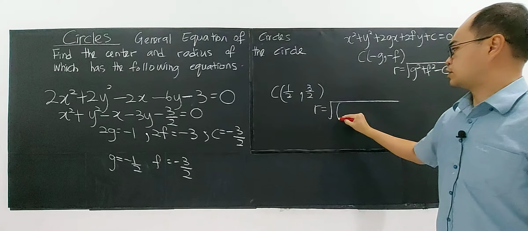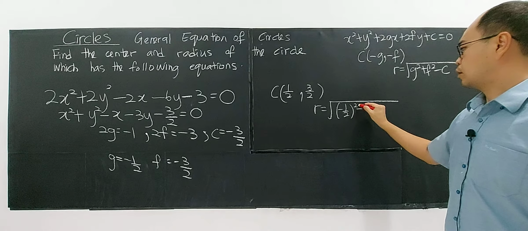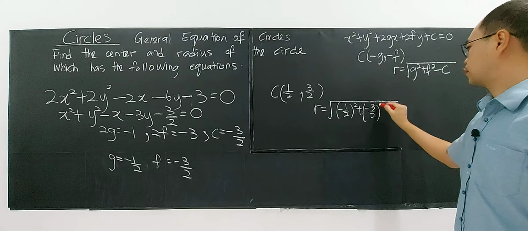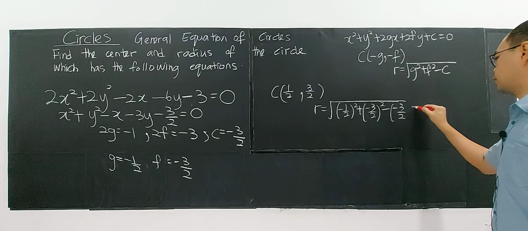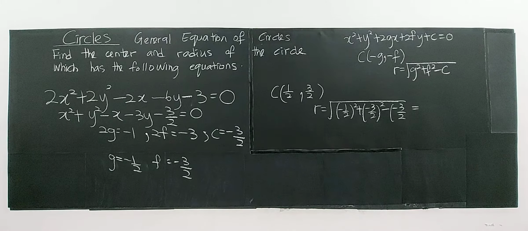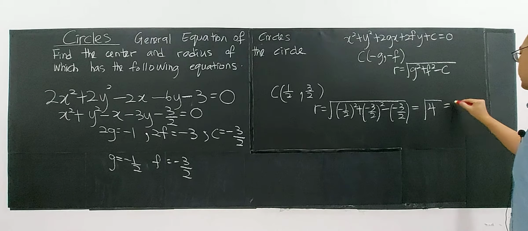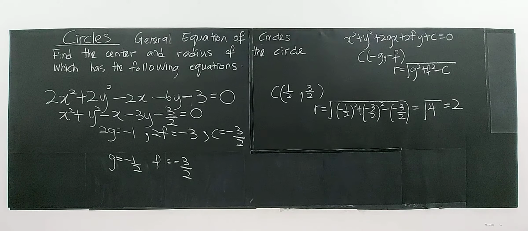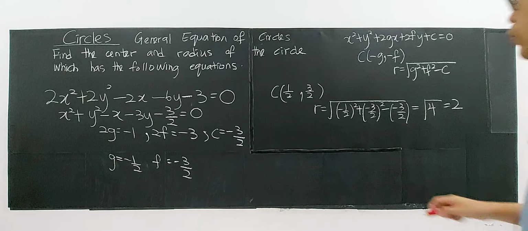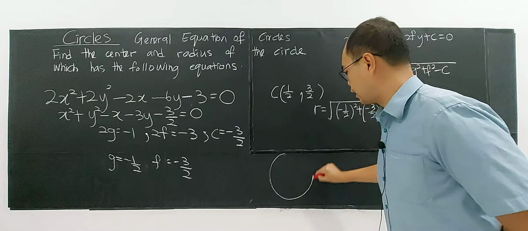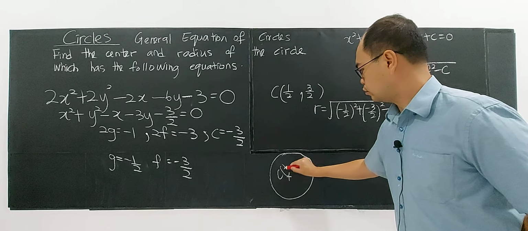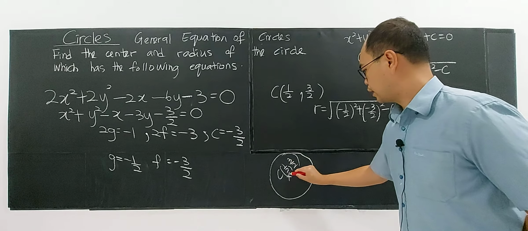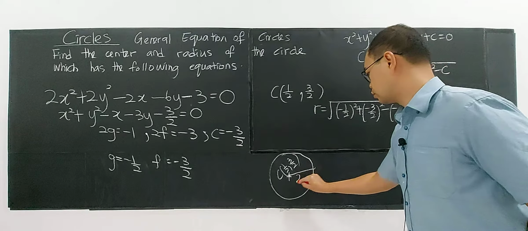For the radius, g squared, where g is negative 1 over 2 to the power of 2, plus f squared, minus c, where c is negative 3 over 2. From here we get the value under the root, which is 4, giving the radius to be 2. So from here you can find the center and the radius. Now you know the circle has center 1 over 2, 3 over 2, and radius 2.